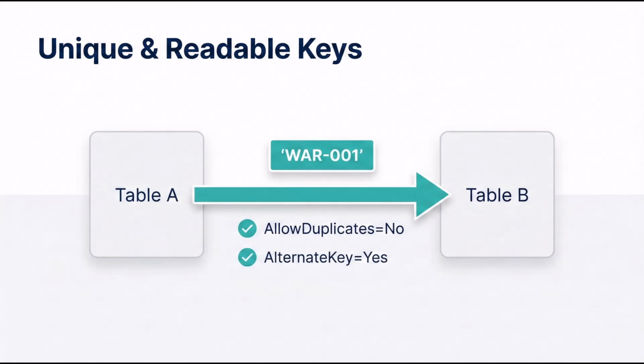Setting allow duplicates to no makes sure every warranty ID is unique. Setting alternate key to yes is what allows us to use this readable warranty ID field to link the header and lines tables together. Without this setting, we would have to work with system generated internal IDs that are hard to read and debug. Great.